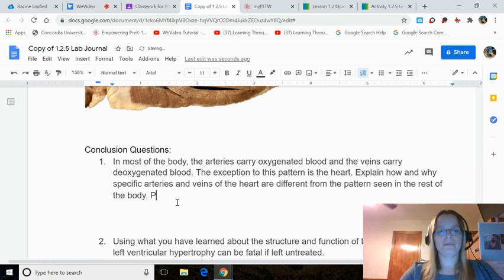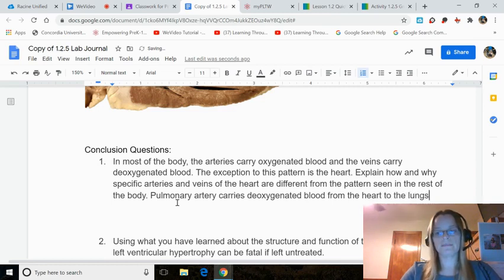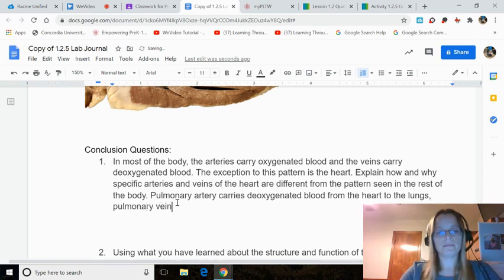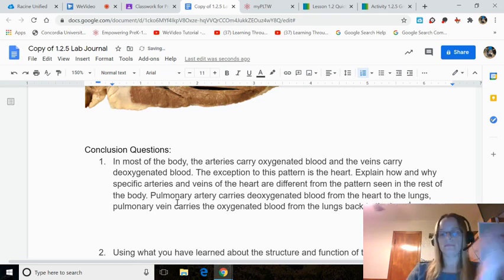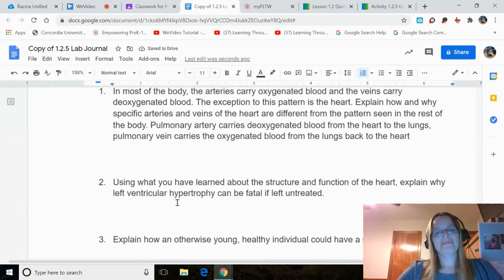Here it is. The pulmonary artery carries deoxygenated blood from the heart to the lungs. Pulmonary vein carries the oxygenated blood from the lungs back to the heart. Now that's a thing you know.